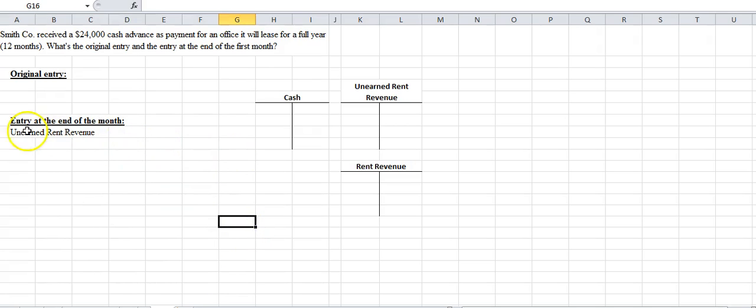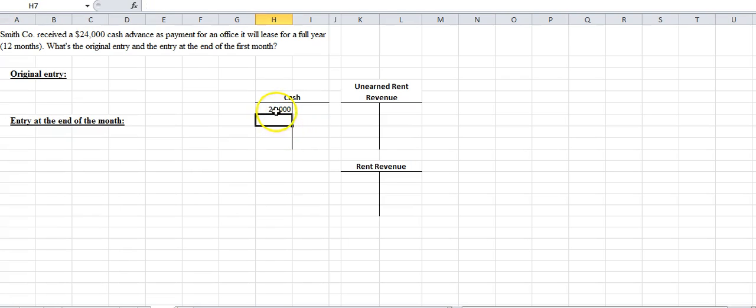Okay, let me go ahead and delete this. It says Smith Company received $24,000 cash advance as payment for an office it will lease for a full year, 12 months. What's the original entry and the entry at the end of the first month? Okay, so what's going to be the original entry? You received $24,000 in cash, right? So let's put 24,000 over here.